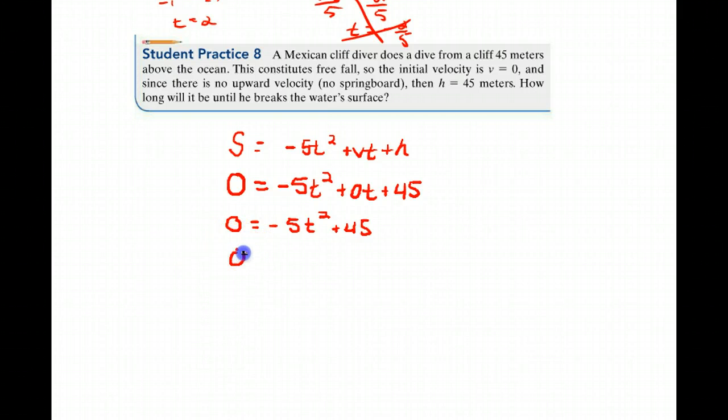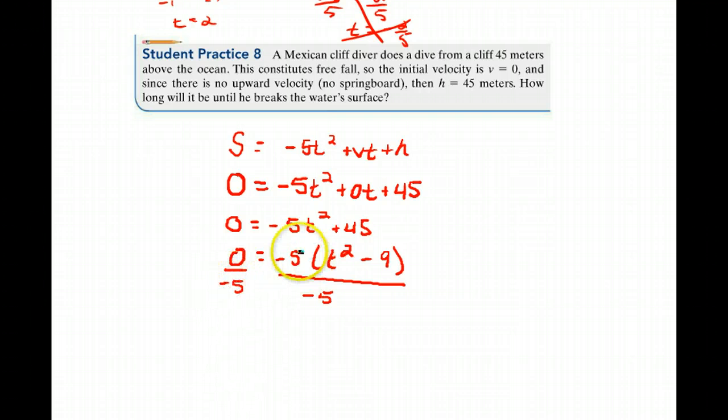I've taught you to factor out a GCF. So hopefully you did that. I'm going to factor out a negative 5. When I do so, I'm going to be left with t squared minus 9. You should notice that t squared minus 9 is a difference of 2 squares. I'm going to show you a little trick really fast though. I'm going to divide both sides by negative 5. That cancels that out and still creates 0 on the left-hand side. So now, all I have is my difference of squares. So we're going to go ahead and factor that.